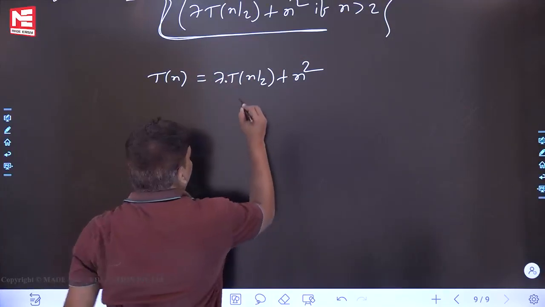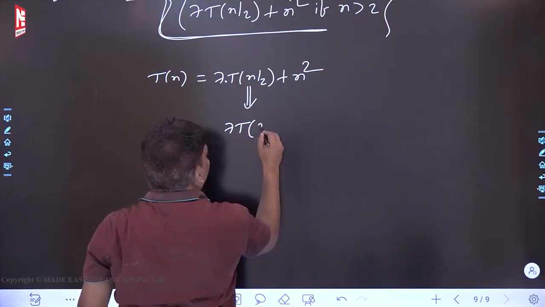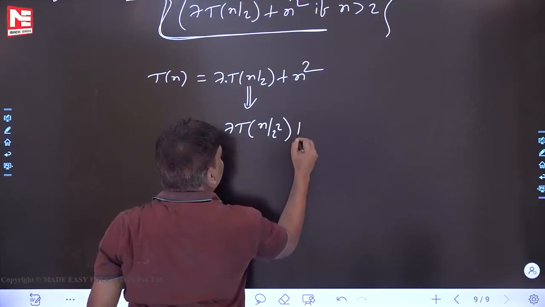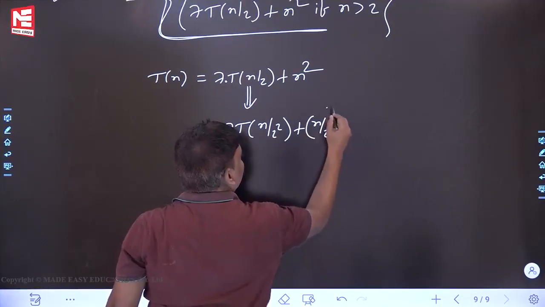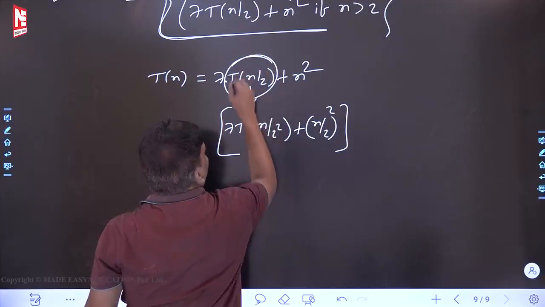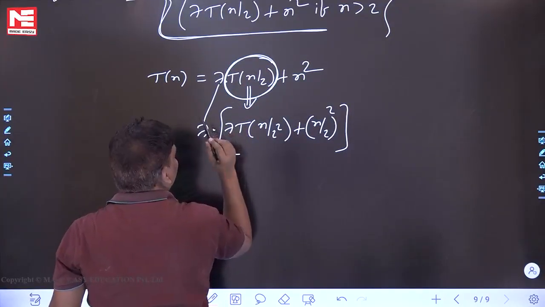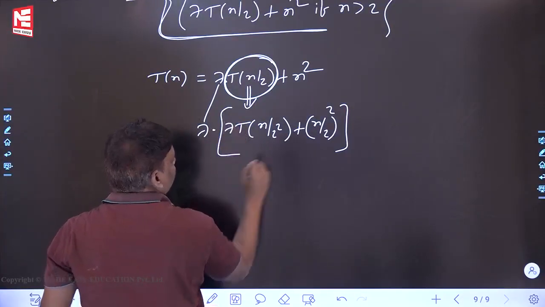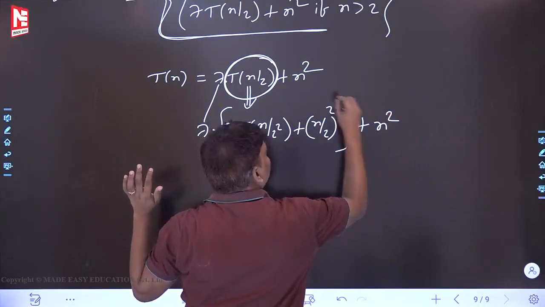Similarly, let me substitute. What is Tn by 2? The answer is 7t(n/2) by 2, (n/2) square, plus n square, where n by 2 there becomes (n/2) whole square. This is the story for this part. The outside 7 stays as it is. Please be careful with this bracket. If you don't keep the bracket, the wrong answer will come. Plus n square outside as it is.